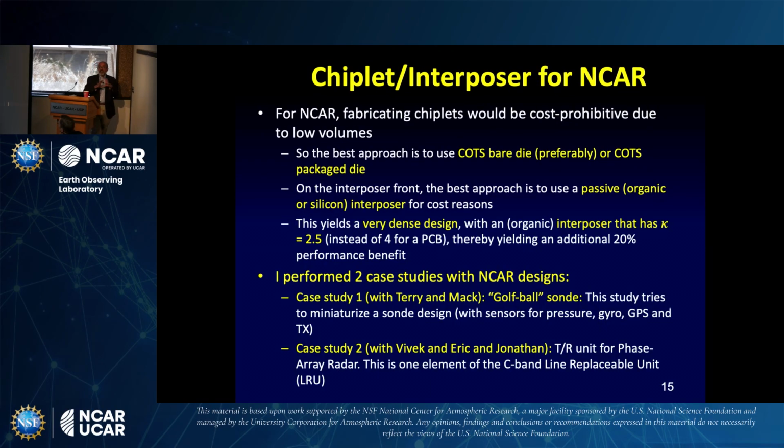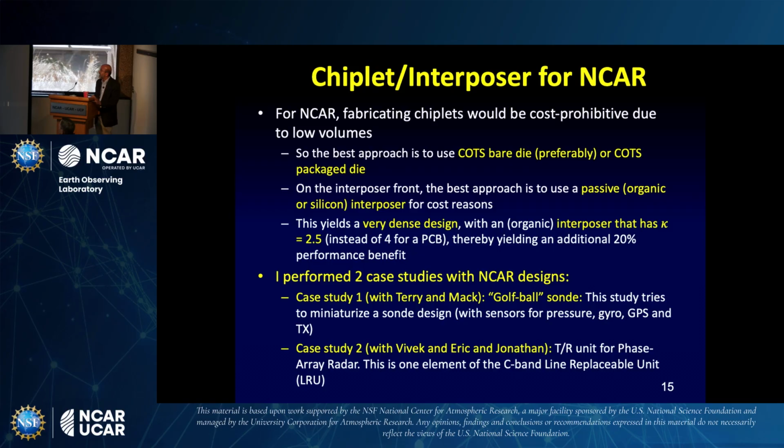But now let's talk about the end. Let's say, how does this apply for NCOR? So for NCOR, fabricating custom chiplets would be simply impractical and cost prohibitive, because the volumes are not large enough. So what I'm thinking is for NCOR applications, the best approach would be to use commercial off-the-shelf bare die whenever I can, so I can get the small size and reduce the sizes of the boards and such. Or if I can't get that, I can use commercial off-the-shelf packaged die, stuff I can buy from vendors.